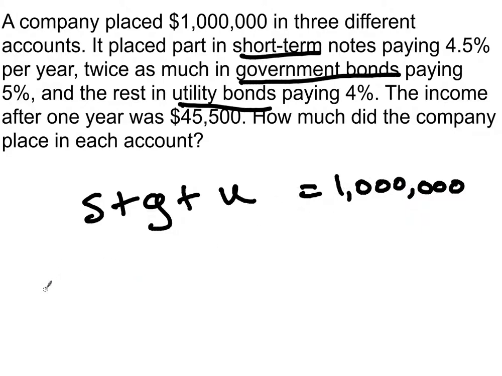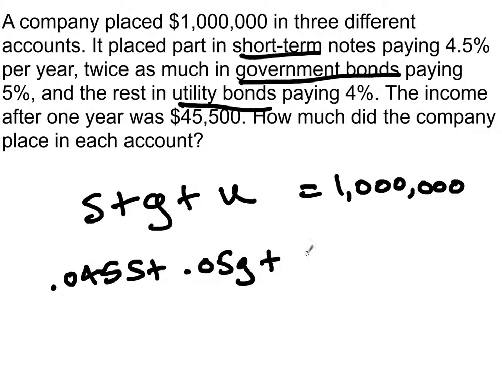Short-term notes pays 0.045 or 4.5% interest. That's your short-term. Government bonds pay 5%, and utility bonds pay 4%. And when you add all of that up, your income for 1 year was $45,500. So this equation will give you your income. And then the last equation, since you have 3 variables, you need 3 equations, just like when we had 2 variables, we needed 2 equations to solve it.